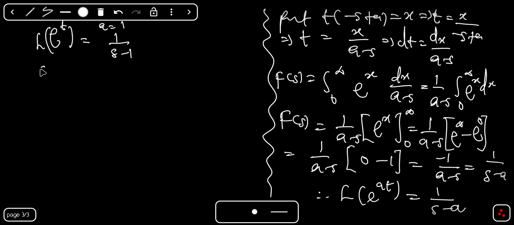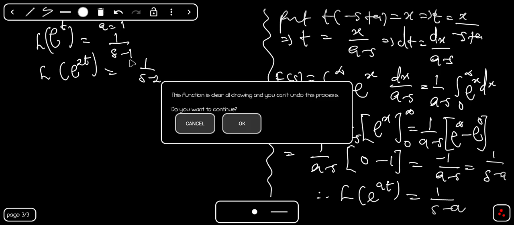What if you have to find the Laplace transform of e raised to the power of 2t? The value of a here is 2, so you're going to have 1 over s minus 2. That's how you find the Laplace transform of such a function. Okay guys, now let's move to the next function that we have to find.